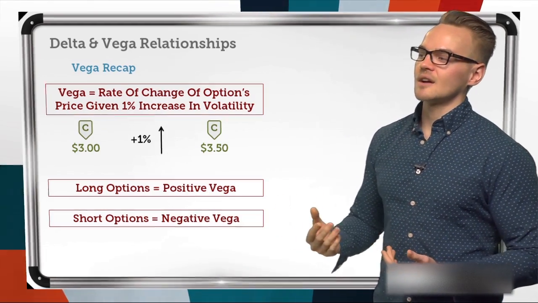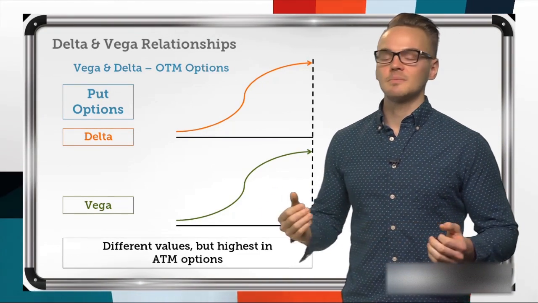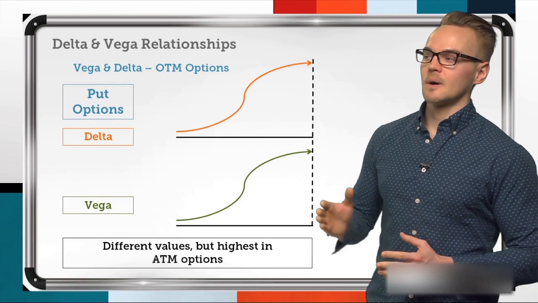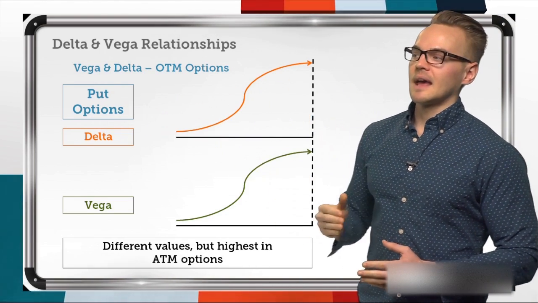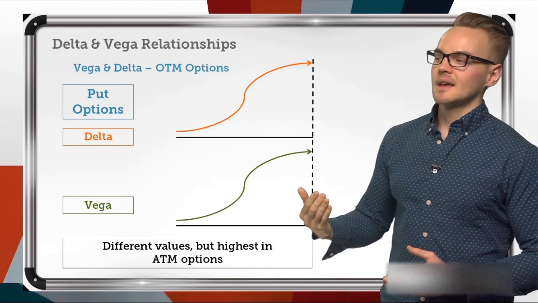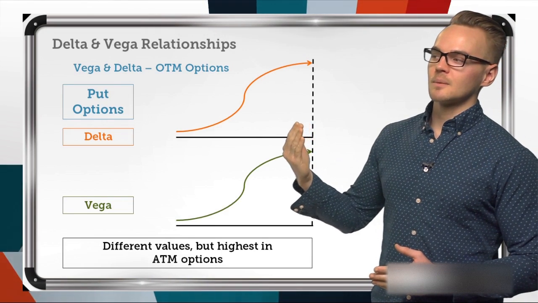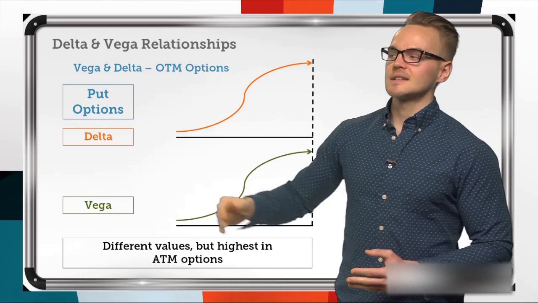On the next slide here, I've got a graph that shows you our standard bell curve. And we're looking at just out of the money options. So I want you to envision that we're looking at put options. And I want you to look at this dotted line as the at the money price. Anywhere above here would be our in the money options. And right here we're just looking at going further and further out of the money. So let's first look at delta.